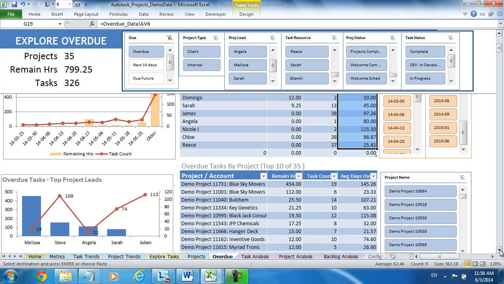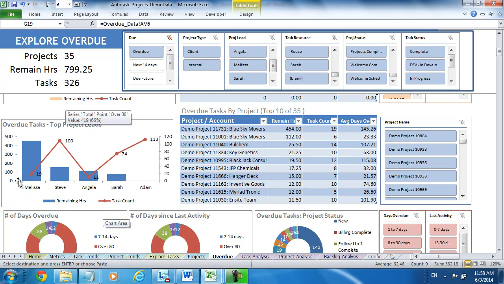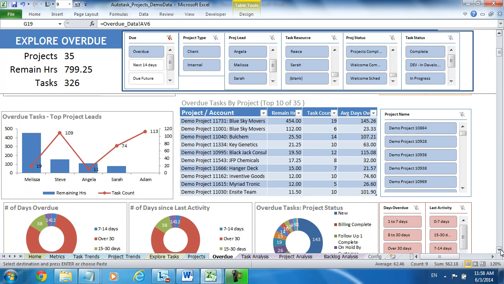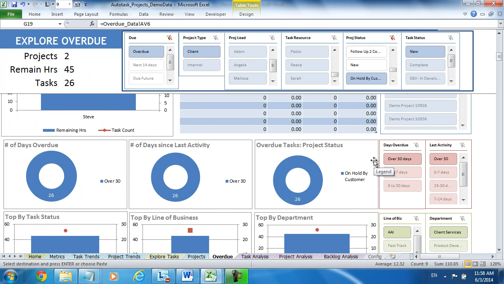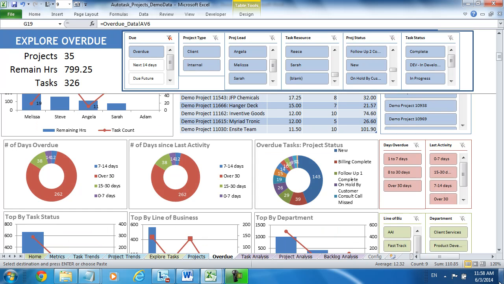I get the average overage days in terms of the project leads, number of days overdue in terms of the total number of days for overdue, the number of days since there was last activity, distribution by project status. If I said I'm really interested in projects that are on hold by the customer, okay, and now it shows me 2 projects that are on hold by the customer, and I can drill in and take a look at those individual projects.